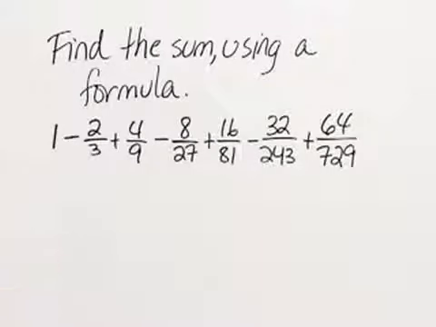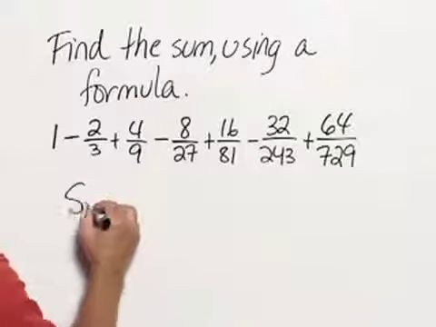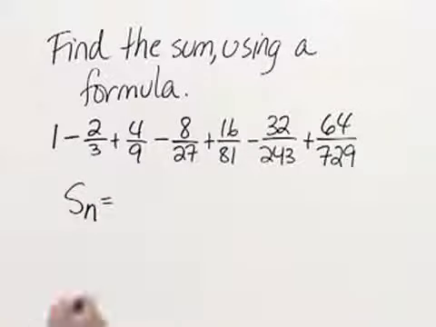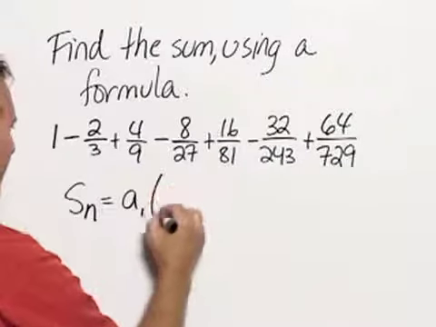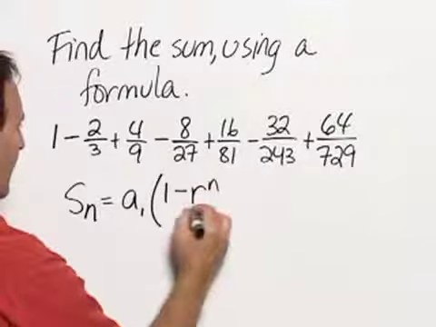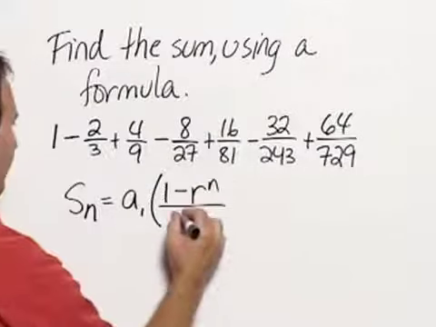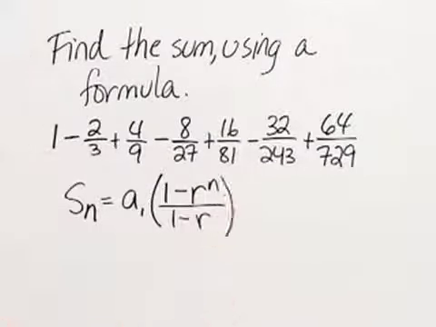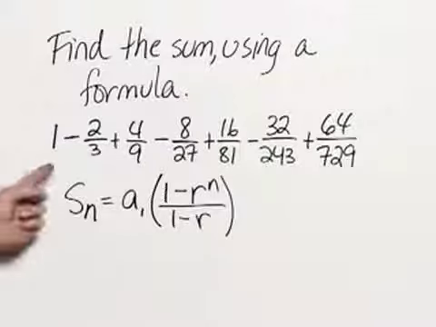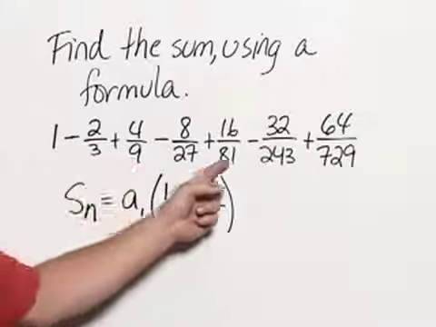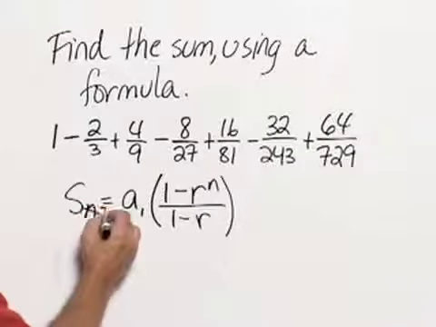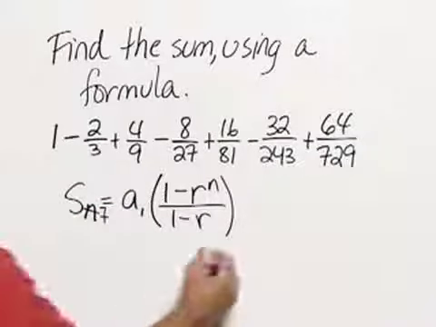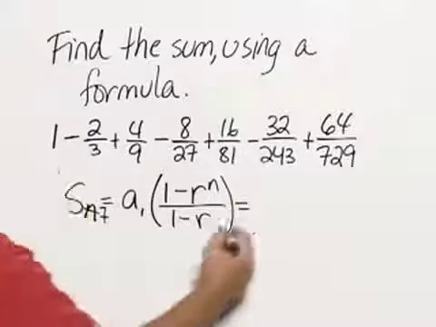In this case, we take the sum, and the formula is a sub 1, which is the first term, times 1 minus r to the n over 1 minus r. So we need to know how many terms there are. 1, 2, 3, 4, 5, 6, 7 terms. So in this case, we're looking for s sub 7. And that's equal to a sub 1, which is 1.